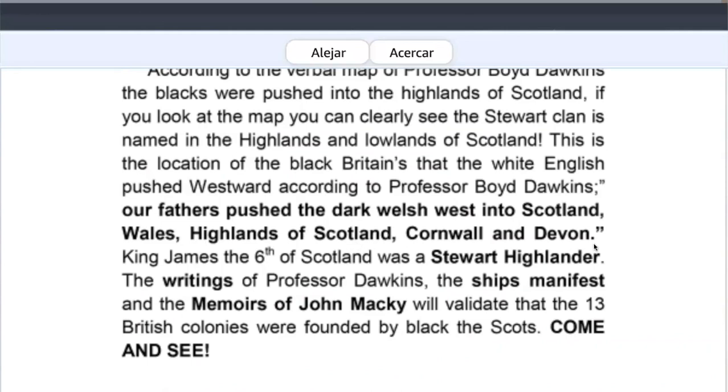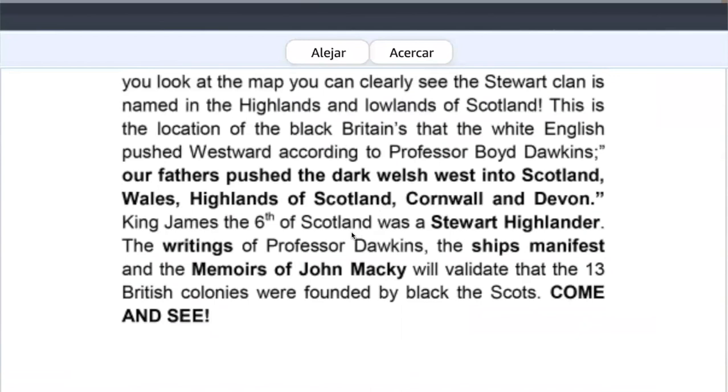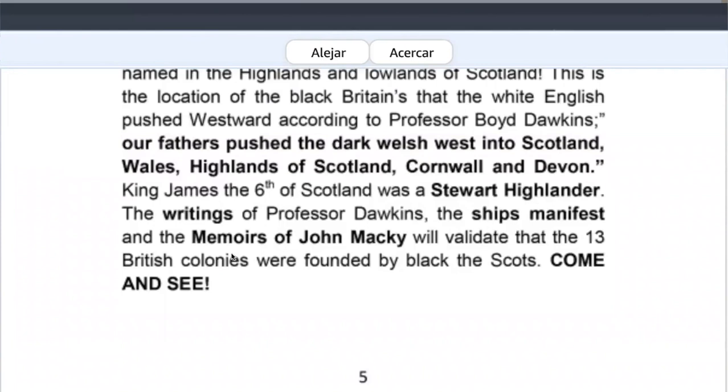King James VI of Scotland was a Stuart Highlander. What? King James was what? Yeah, King James was a Stuart. All right, so now we're getting somewhere, right? King James was a Stuart, so he was of these dark Welsh. All right, he was a Stuart. The writings of Professor Dawkins, the ship's manifest, and the memoirs of John McKee will validate that their 13 British colonies were founded by black Scots. Come and see.